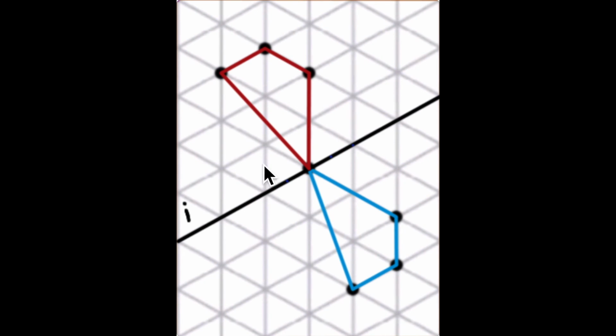This longer side is in the same position for the image, kind of this lower position right here, and the shorter side is in the same position for its image, this upper side right here.